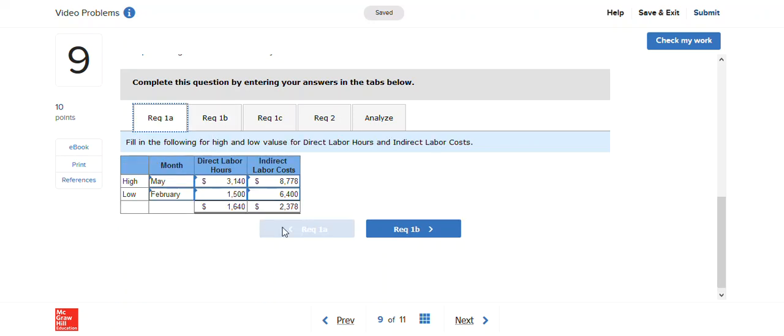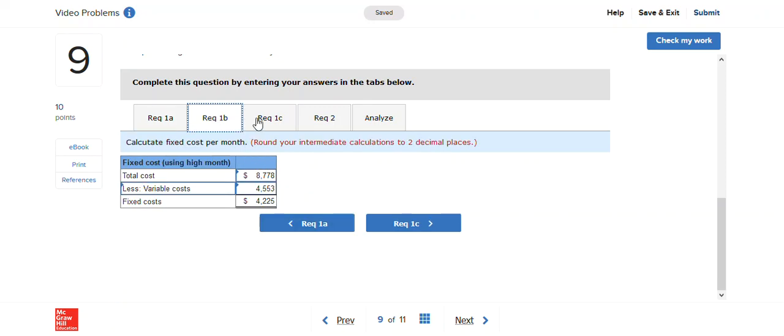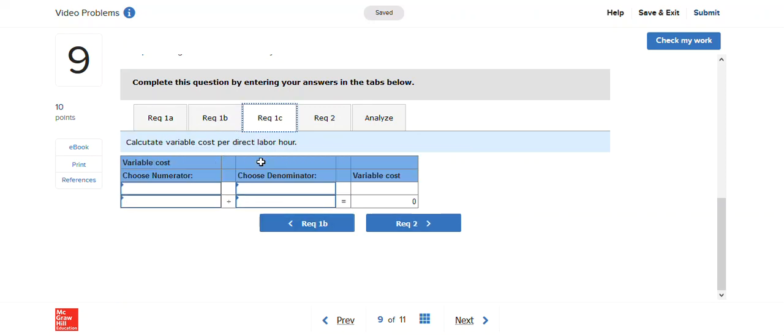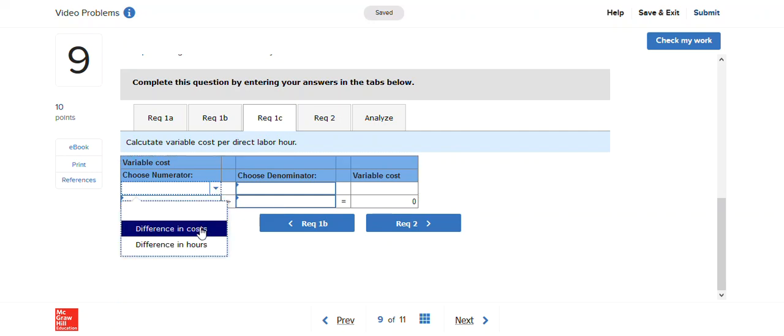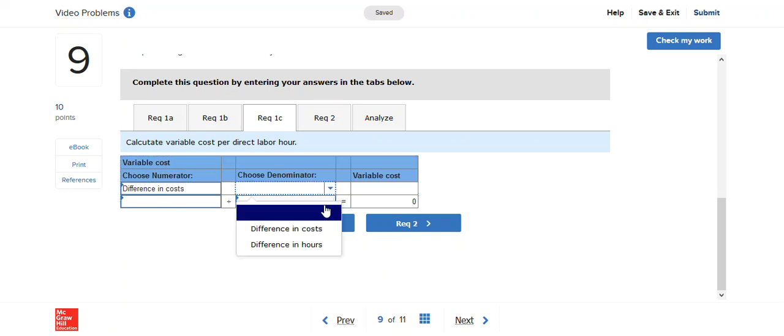So I'm just going to go back over that again. To get that amount per hour, you're going to divide the difference in indirect labor cost by the difference in hours, which gives you a rate, and then multiply that rate by the number of hours you used in the high month. And that one's done. So requirement 1C is what I just said. We took the difference in cost and divided it by the difference in hours, and those were these. Our difference in cost was $2,378. Our difference in hours was 1,640, and there's our $1.45.